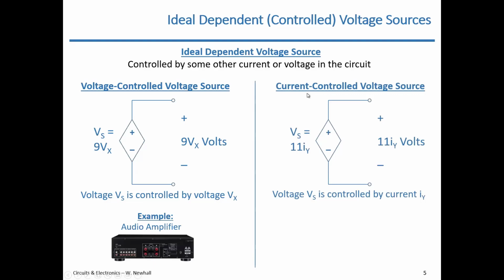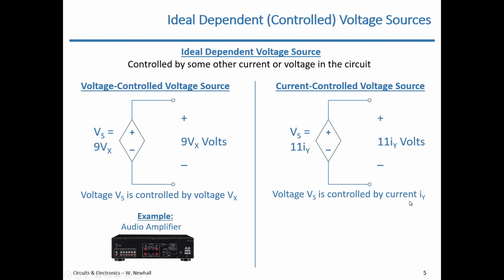Then there are current-controlled voltage sources. This is also a voltage source, but the controlling factor is a current. So this voltage Vs is controlled by current Iy. Iy is some current somewhere else in the circuit, and somehow this controlled voltage source knows what that current is, and it's creating, in this case, 11 times that current. And that voltage is then applied to the output terminals. So voltage Vs is controlled by current Iy. It's dependent on current Iy.